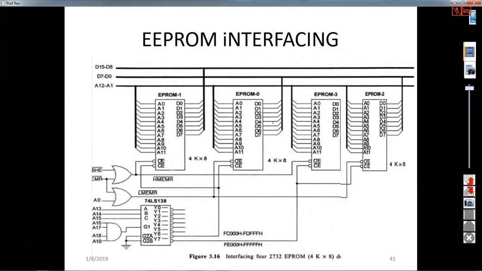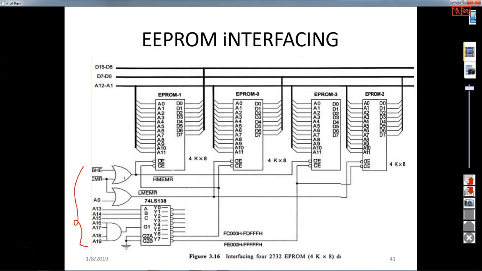Now you can try to see what would be, this is a 4K by 8, 4K by 8, 4K by 8 and 4K by 8. 4K means here 2 to the power 12, so 12 address lines, A0 to A11, are used for this, and the rest of the address lines can be used to decode the mapping addresses. Okay, mapping address. So this is FC00 to FDFFH and FE00 to FFFFH, 4 EPROMs interfaced to the 8086 microprocessor. So now you can take some example like this and try solving, and how to interface SRAM and EEPROM with the 8086 processor is what you can clearly practice.